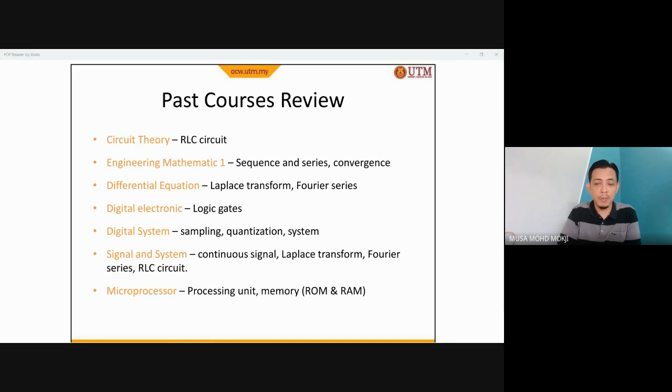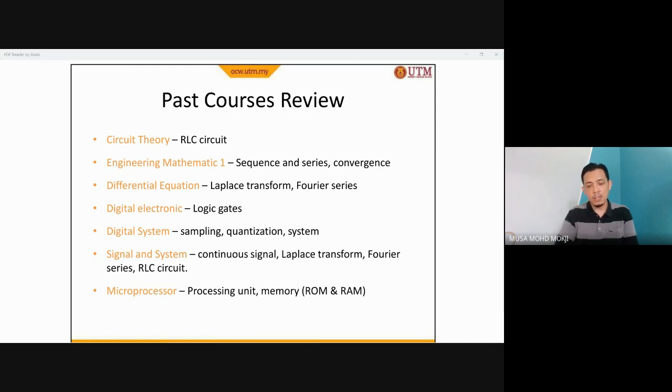So when we have ROM and RAM, how do you store data? One of it is there is an address. Every storage has an address. Why we need to understand those things is because when we do a discrete signal, everything will be saved into your ROM. So this is where we need to really understand.